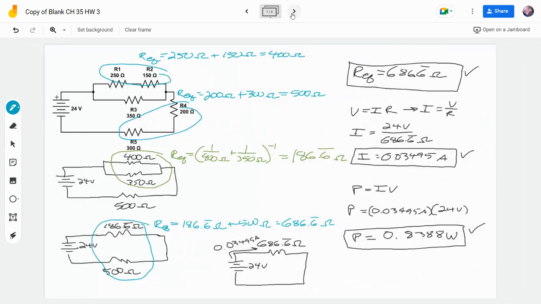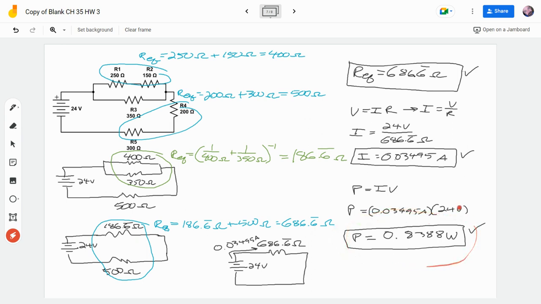So here's what I did in the first video. We simplified the circuit, did all the resistances, all the way down to this guy. We got the equivalent resistance. Once we knew the resistance, we knew the voltage. Then it was just Ohm's law to get the current. And once we had the current and the voltage, it was just Watt's law to get the power.